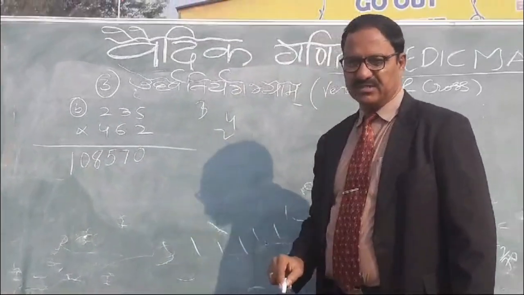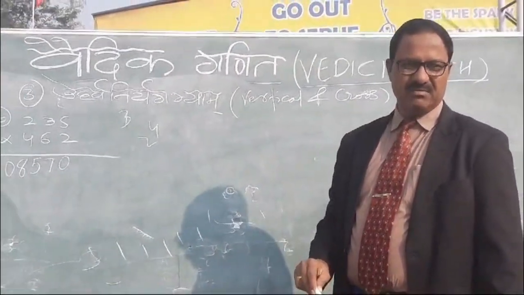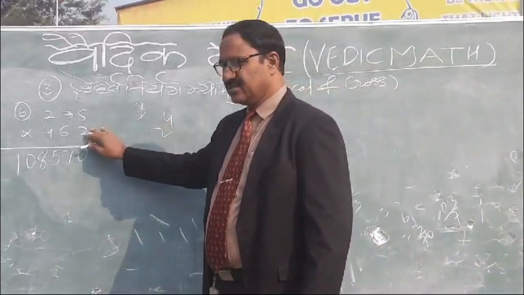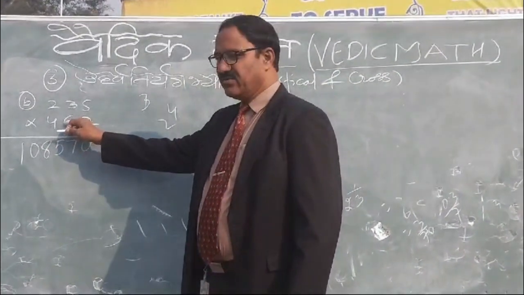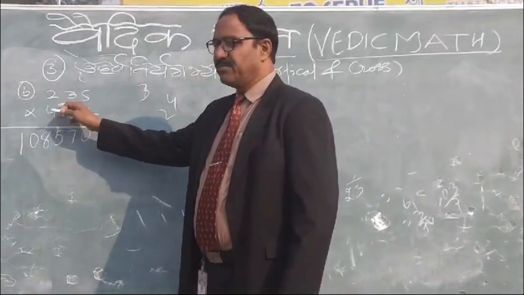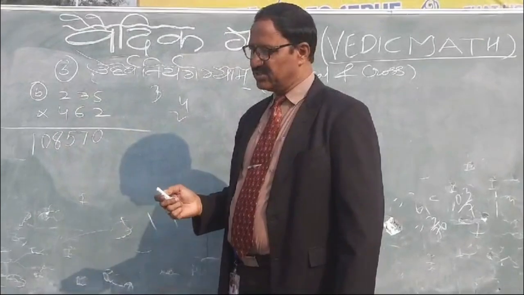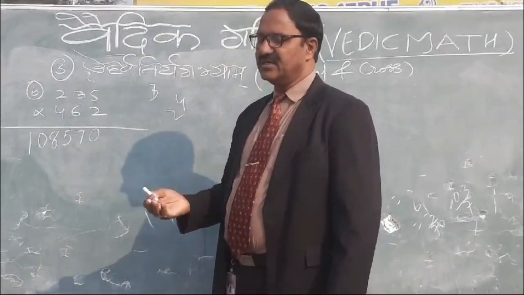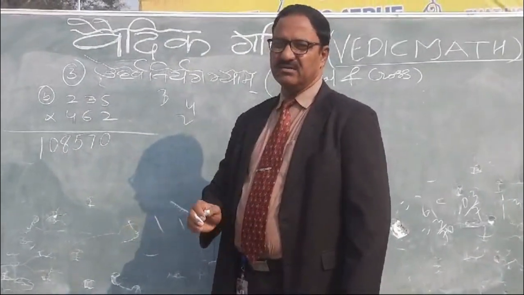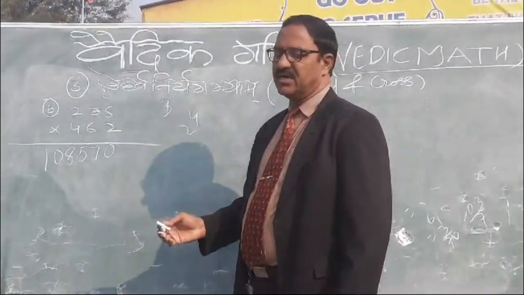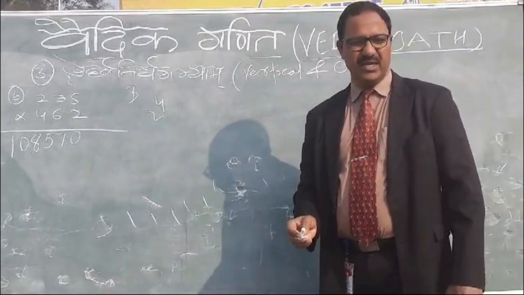One line multiplication. One line mental multiplication. Otherwise, you have to multiply with this, write one line, then multiply with this, write one line, then multiply with this, write one line, and then sum up all. It will take too much time, and if there is an error in multiplication, you will get the wrong answer. Yes. So following this method, you can find the calculation very easily.